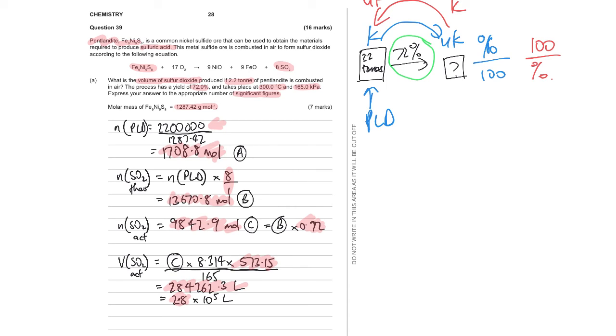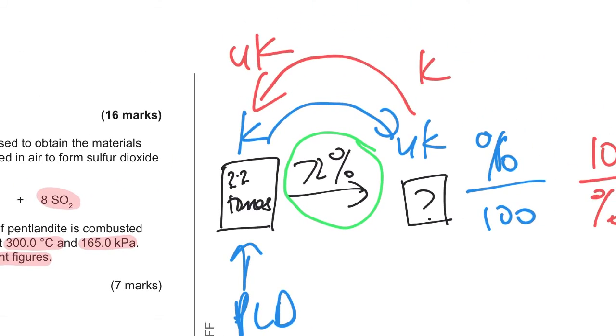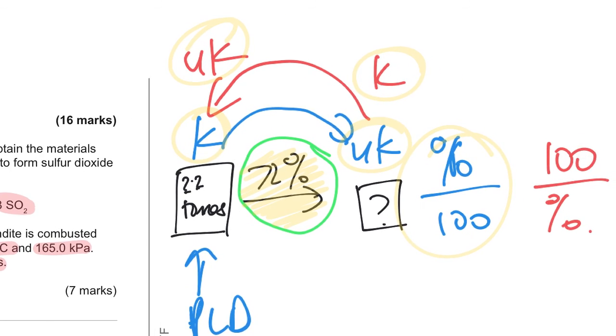And that's it. The most important part is to draw out this yield thing, then decide which way the yield is going, and then decide whether you're going with the arrow or against the arrow. And then you can work out whether you want to do the percentage over 100 or 100 over the percentage.